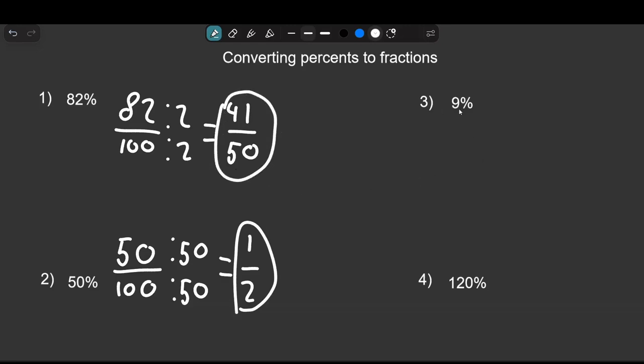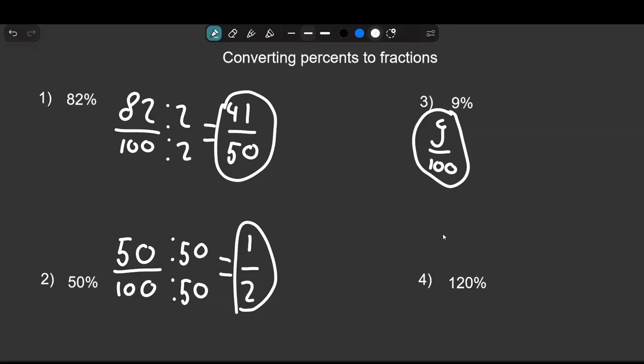Now we're on to 9. This one is the simplest one, I think, in my opinion. You just write it down like this, and because it is already simplified, there is no simpler way and we can't do anything to the fraction. This will be your answer.